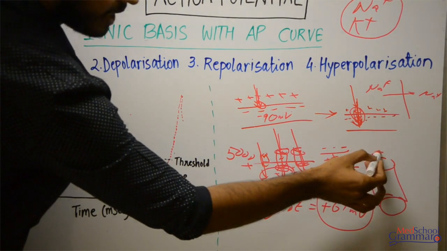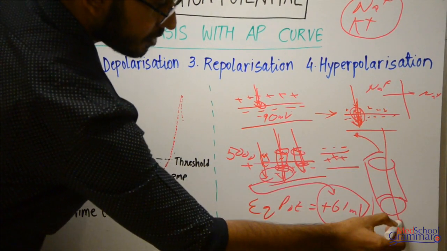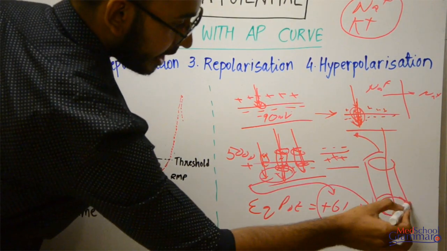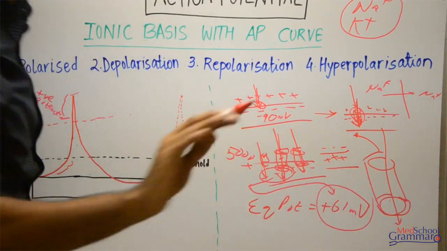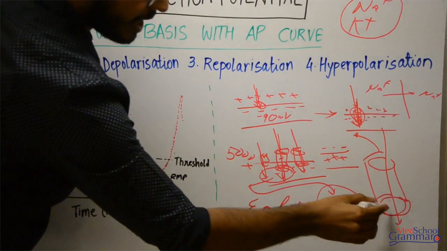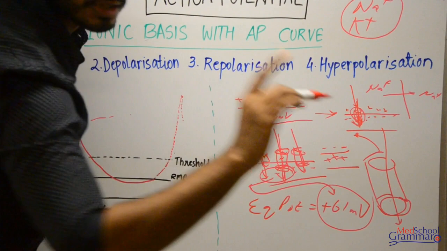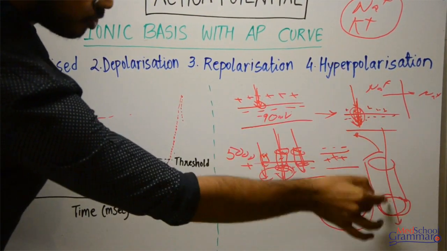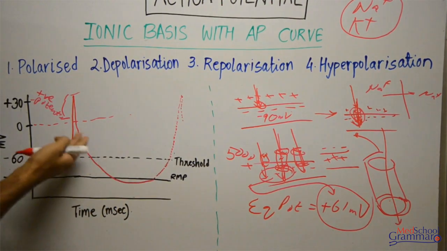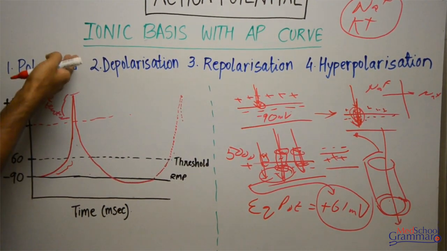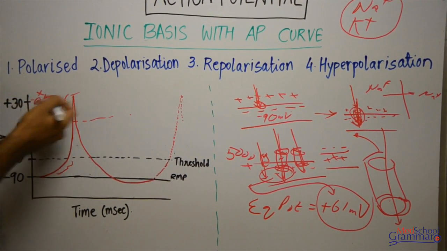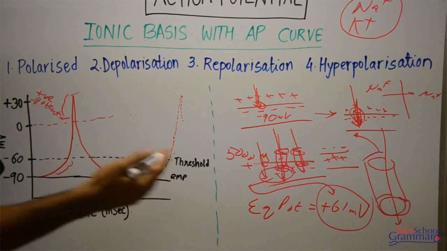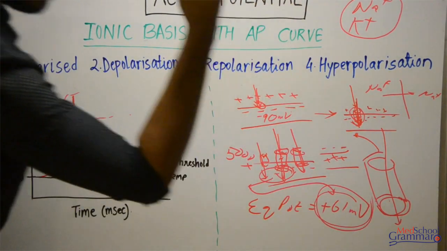That is, their activation gates open, sodium moves in. Their inactivation gates close and sodium influx stops. What happens? The inactivation gates of the sodium channels close. Remember, so inactivation gates close and sodium stops moving in. So the membrane potential, instead of reaching plus 61, stops at around plus 30 to plus 45 millivolts. Therefore, it does not reach plus 61 millivolts.